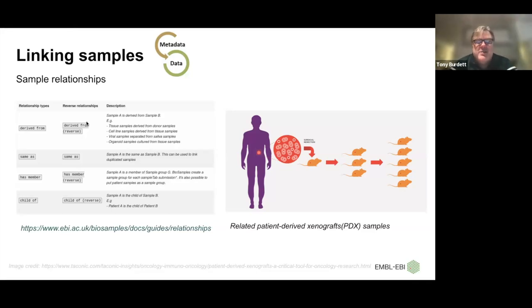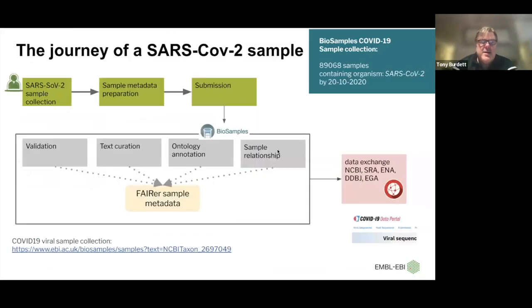There's a small number of relationships that we use in BioSamples to assert these kinds of relationships. So this tumor sample in a mouse is derived from the patient sample, for example. And again, I'll relate it back to SARS-CoV-2. When you start to put some of these things together, you can imagine a scenario where you've collected a number of SARS-CoV-2 samples in the clinic. You've tried to organize the sample metadata and you've submitted it to the BioSamples record. At this point, you're going to get the validation, the text curation, the ontology annotation that we talked about earlier. You can link the sample relationships together. So I can start to talk about the patient and the sample and the viral isolates that were taken from those patients and relate them together somehow.